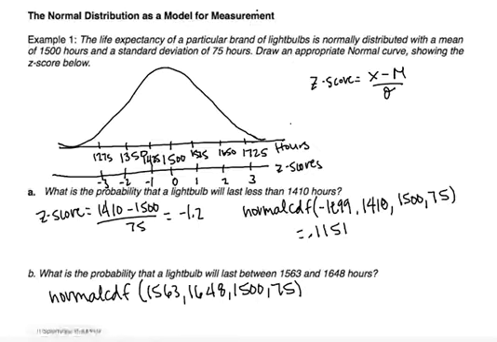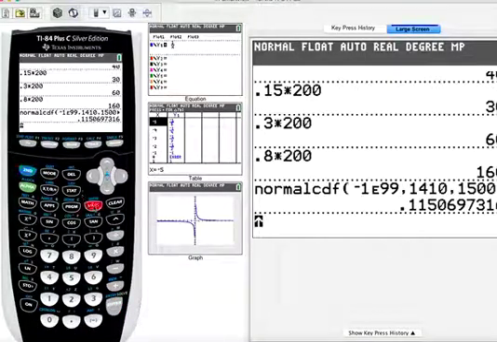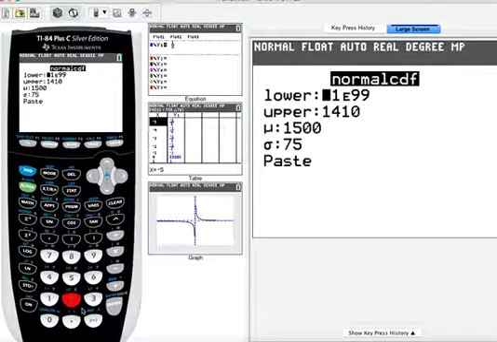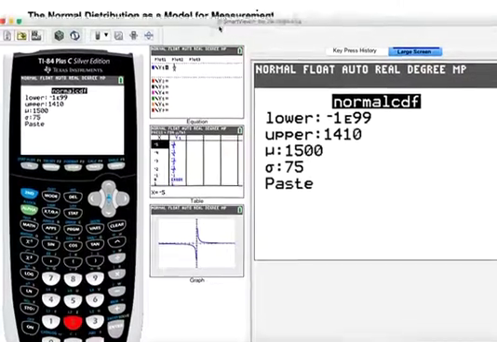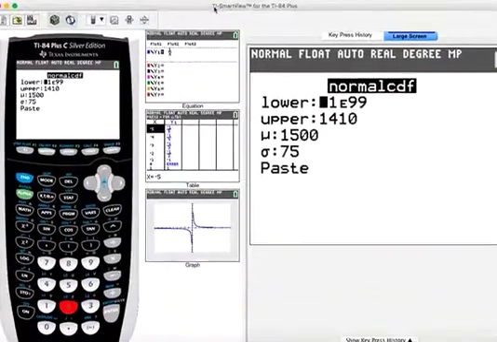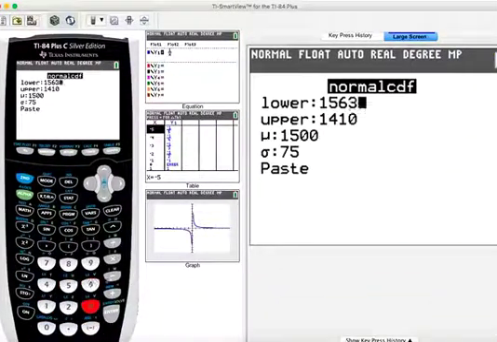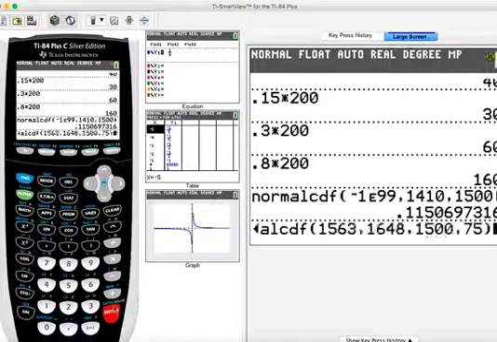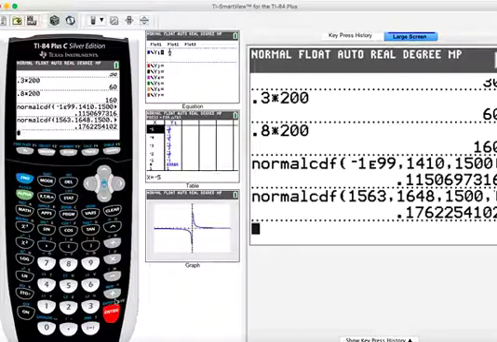So you would go to the calculator, do second bars, normal CDF. Lower bound this time is 1563. Your upper bound would be 1648. Mean and standard deviation are going to stay the same. And whenever you do that, you would get 0.1762.